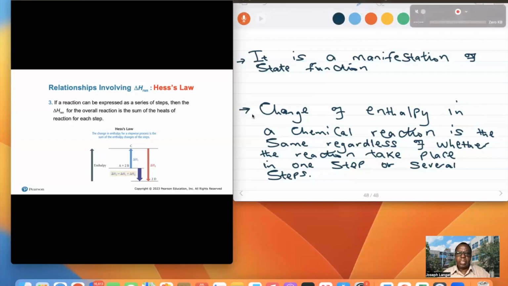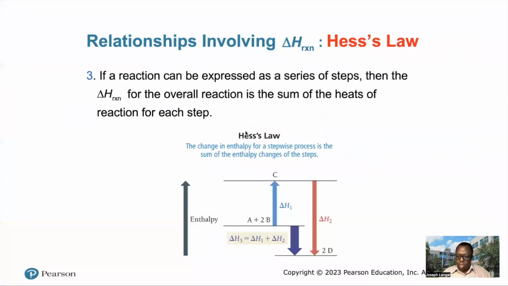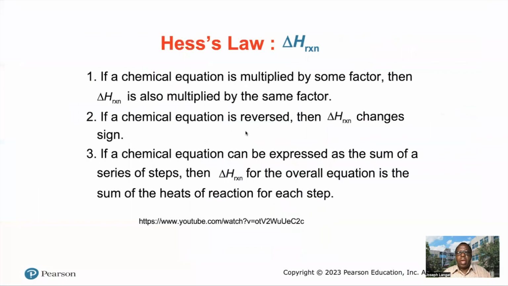Likewise, in Hess's law, it doesn't really matter how many steps. We can have several steps here before we get to the final, but still the overall heat of summation will be the same regardless of how many steps we take. Okay, so that is a manifestation of state function in Hess's law. So in summary, these are the 3 manipulations you need to remember.